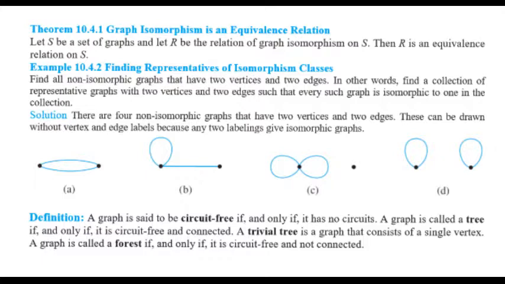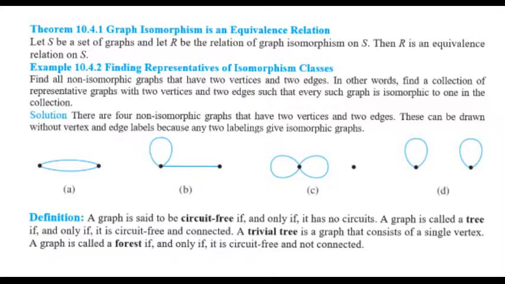The reason is that these four graphs are non-isomorphic, so each one belongs to a different isomorphism class, and since there is no other non-isomorphic graph with two vertices and two edges, we can claim that we have only four distinct isomorphism classes for the set of all graphs with two vertices and two edges, and we can consider these four graphs as representatives of the four distinct isomorphism classes that we have for the set of all graphs with two vertices and two edges.